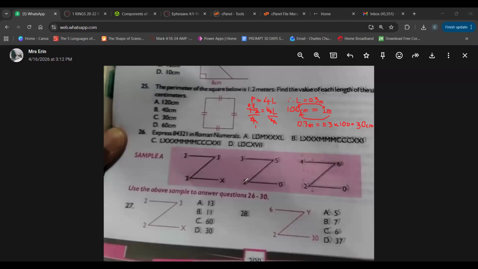5 minus 3 is 2, right? Was that what you said? Yes, sir. Or did you say 3 plus 2 is 5? 3 plus 2 is 5. 5 minus 2 equals 3. So how did they get the 0? Sir, 3 plus 2 is 5. 5 minus 5 equals 0. 4 plus 2 equals 6. 4 plus 2 is 6. 6 minus 6 equals 0.